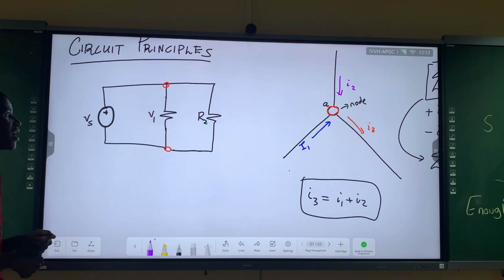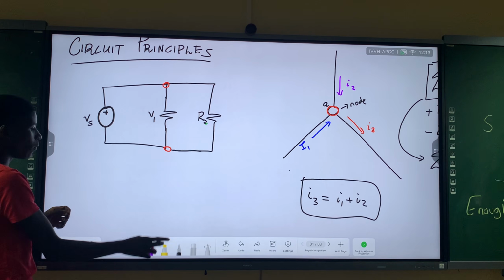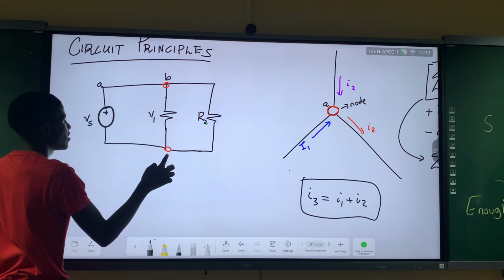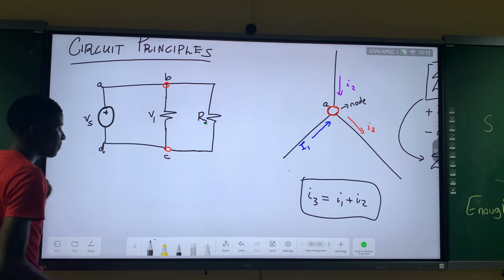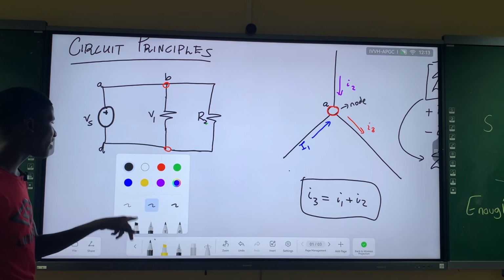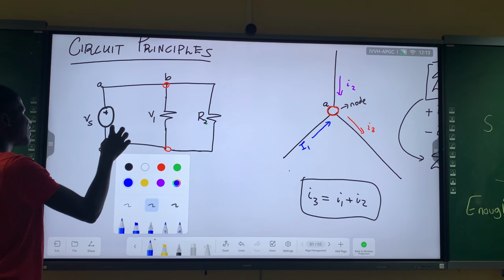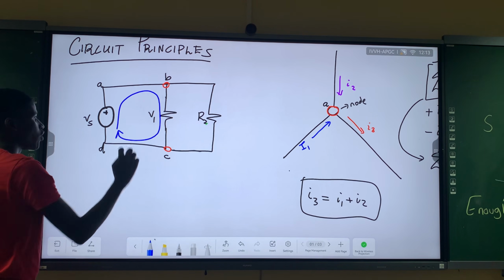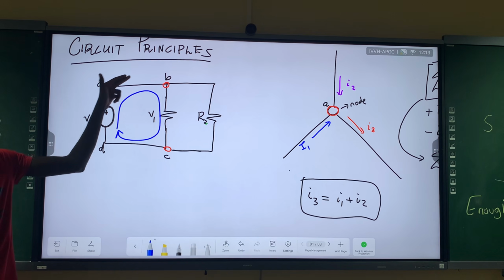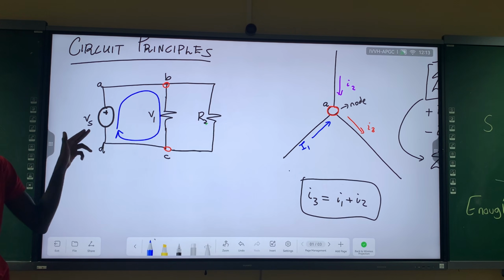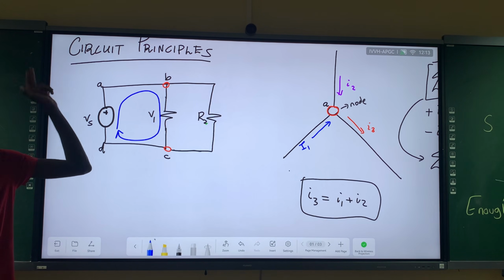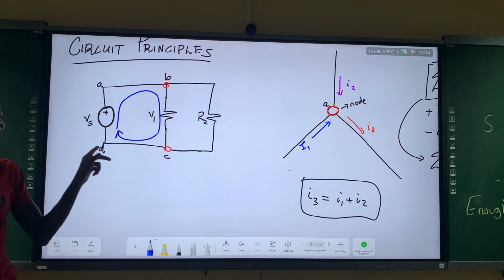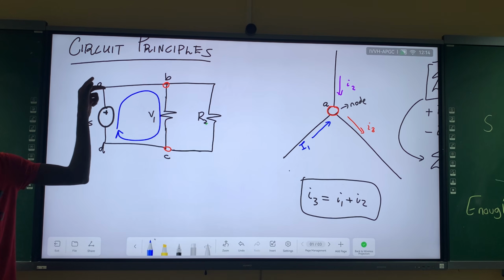So here, if we choose our loop, we put our points. Let's just say this is point A, point B, point C, and point D. If I say I'm choosing a loop here, let's just say my loop is like this. This is just a loop. I'm not labeling anything, it's just my loop. So my loop comes from point A to point B to point C to point D and back to point A again. You can simply say it's A, B, C, D. It's complete, it comes back to A.